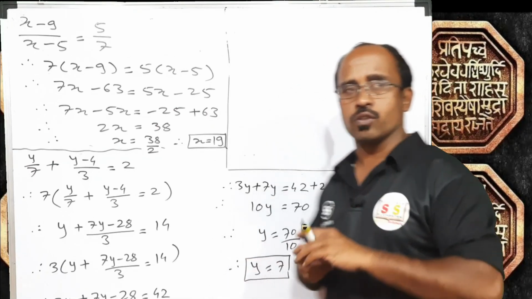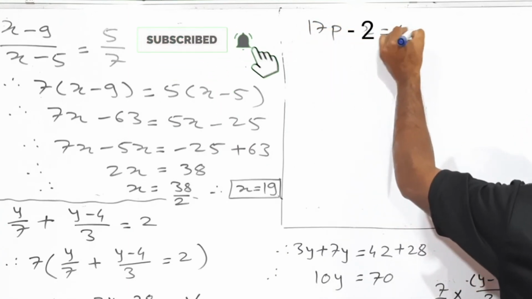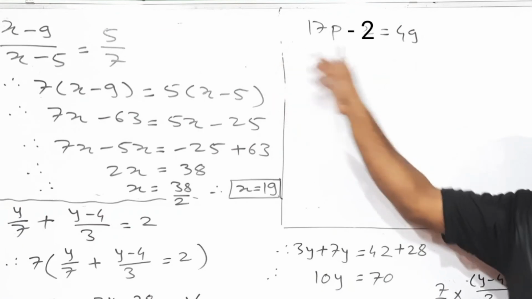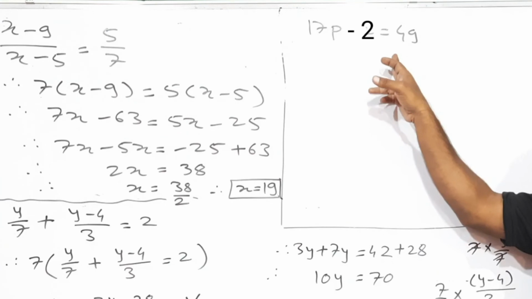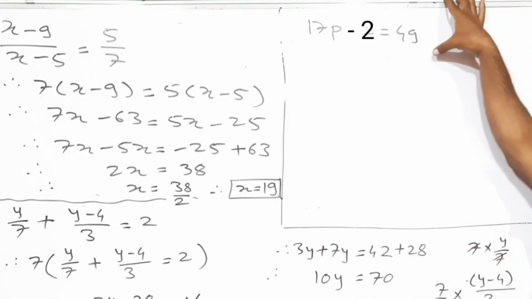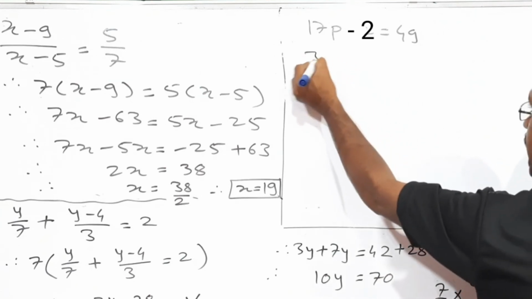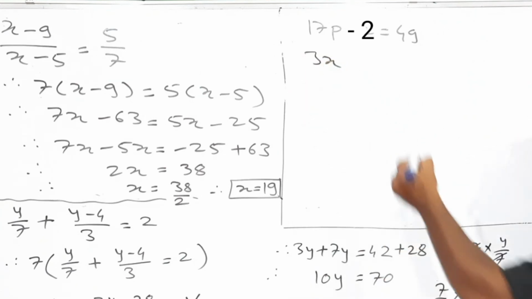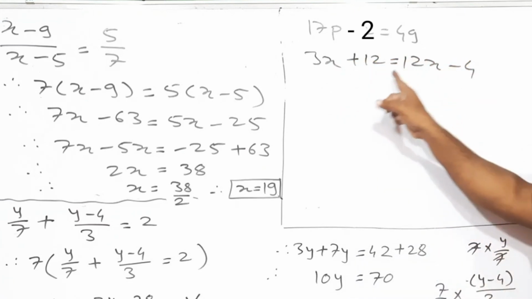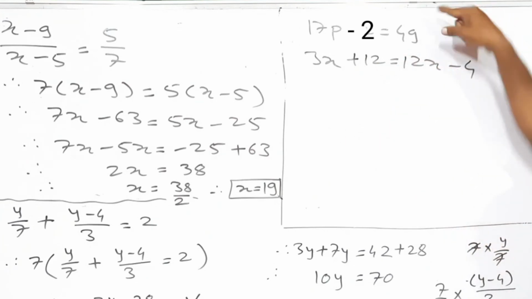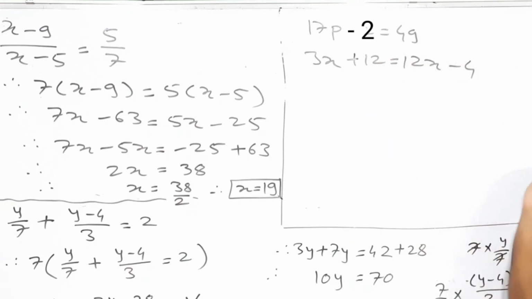We solved an equation of the kind 17p minus 2 equals 49. This is the most basic kind of equation we solved. And the remaining equations which are not of this type, we converted them into this type and solved. For example, we solved the equation 3x plus 12 is equal to 12x minus 4. We converted this equation into this type by collecting the variables on one side and numbers on another side.